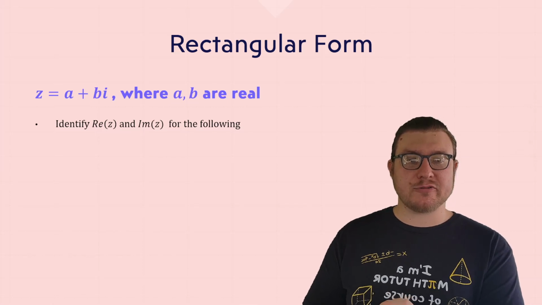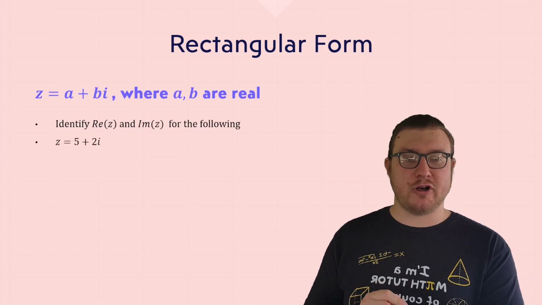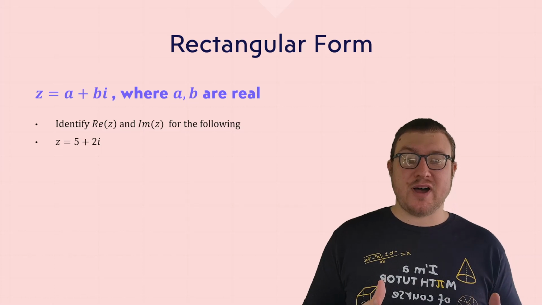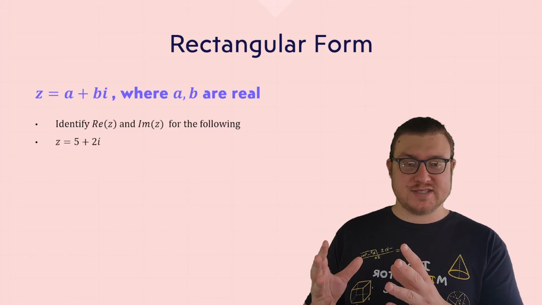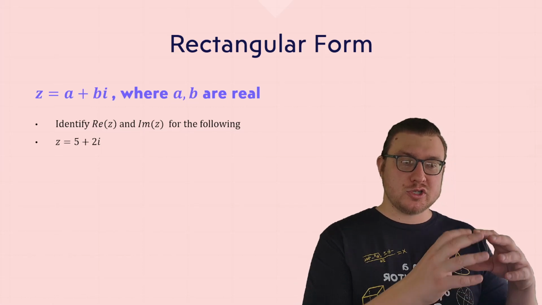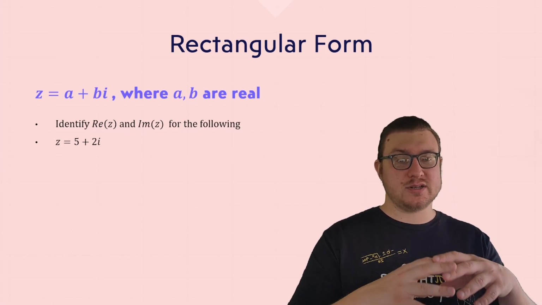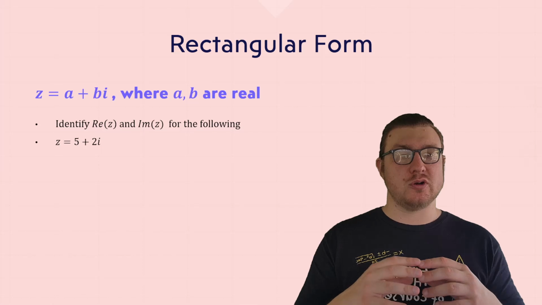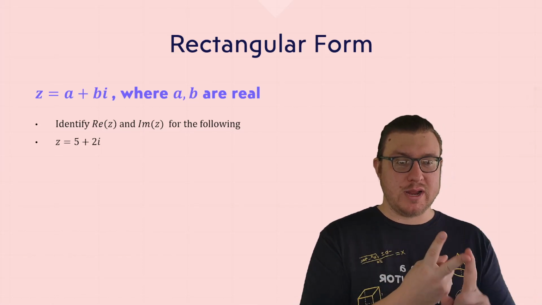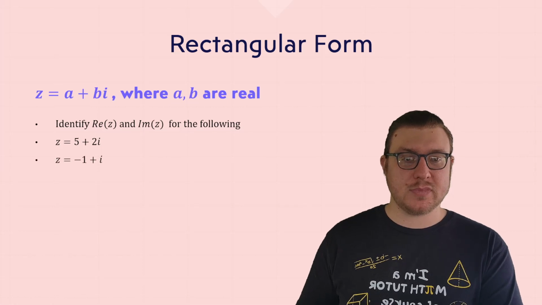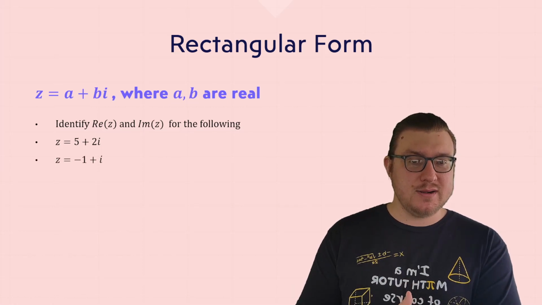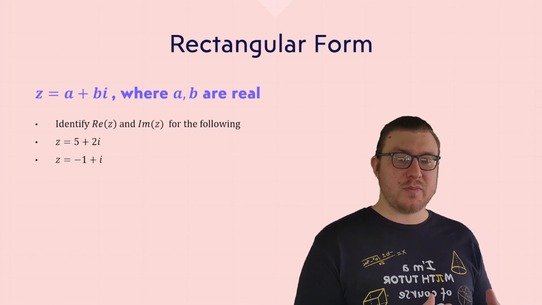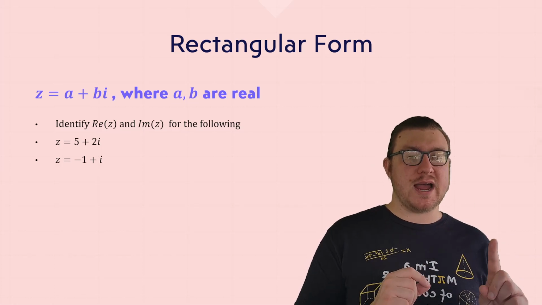So let's identify the real part and the imaginary part of the following. Very easy, you should know this. z is 5 plus 2i. 5 doesn't have an i, so that's your real part. 2i is your complex part, so we have 2 as the number in front of the i. So our real part is 5, our imaginary part is 2. z is minus 1 plus i, have a think. Minus 1 is the real part, and what is the imaginary part? The number in front of the i, which is 1.